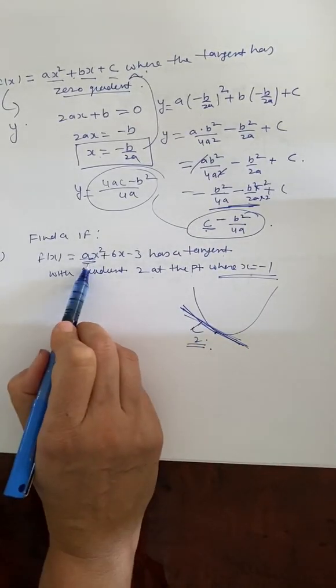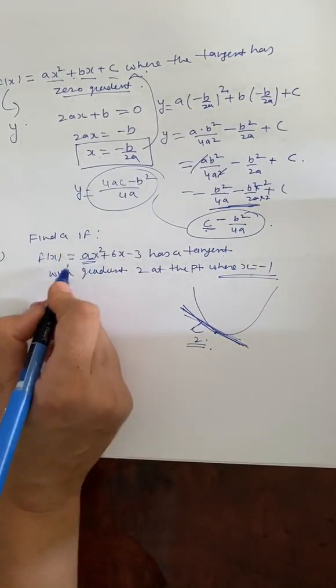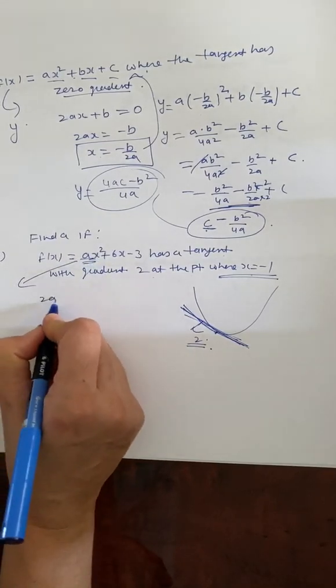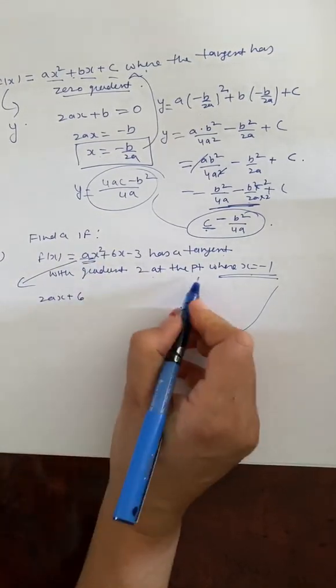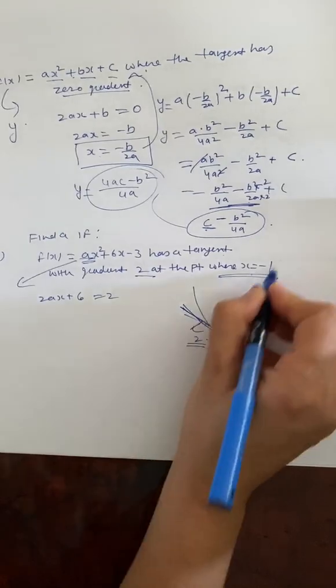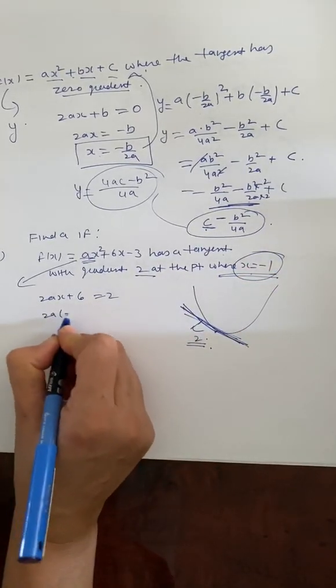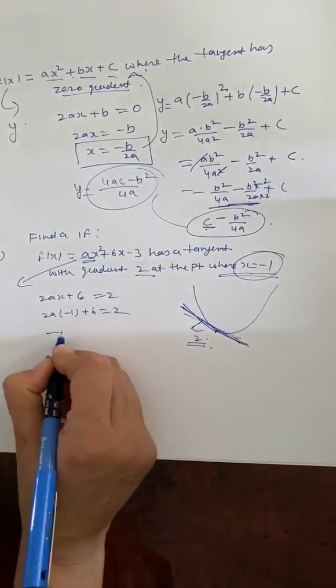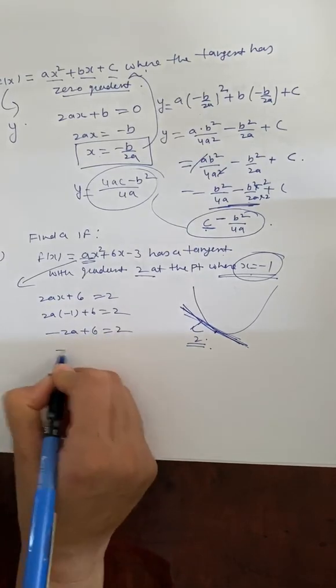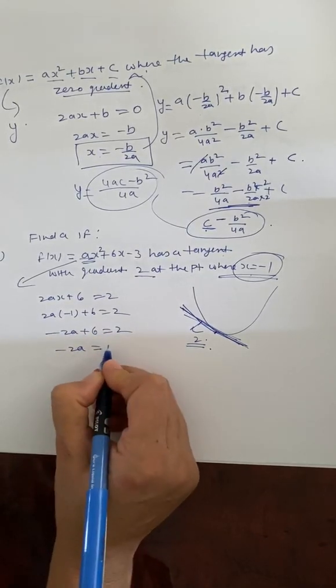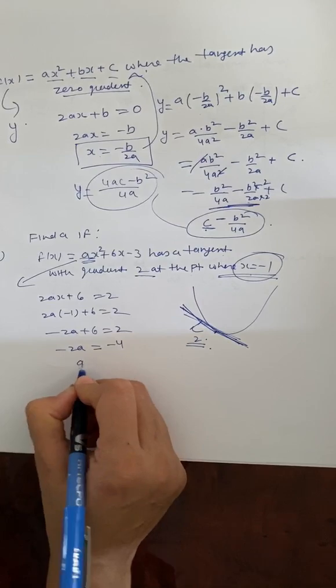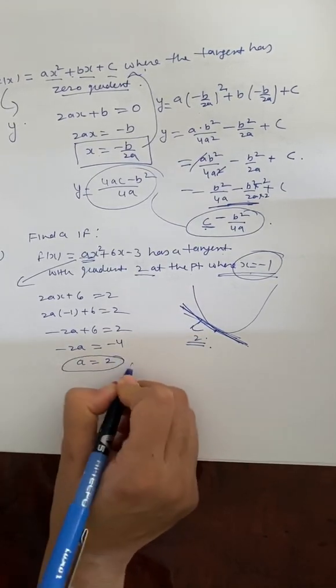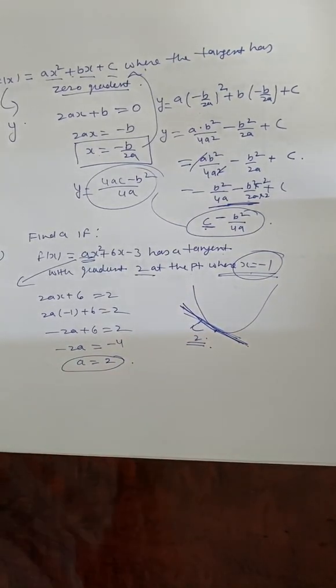What you need to do is find the value of a. So let's have a look. So this is 2ax plus 6, and this is equal to 2 when x is -1. So 2a into -1 plus 6 is equal to 2, minus 2a plus 6 is 2, minus 2a is minus 4, and then you get a is equal to 2. So your a is 2 in this case.